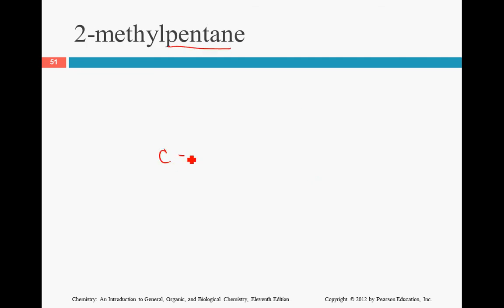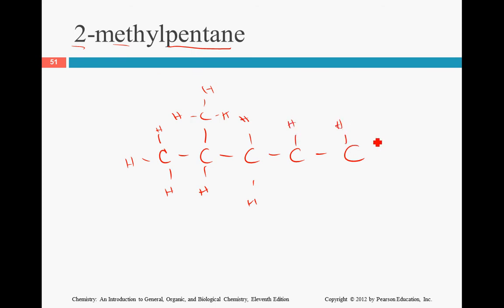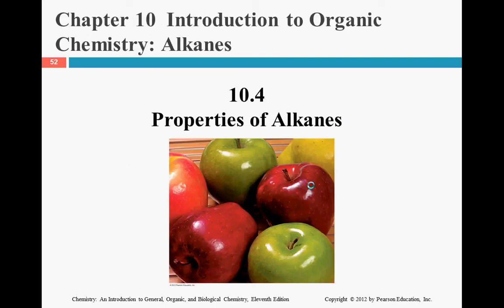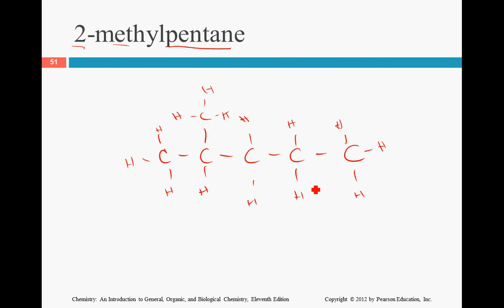Pentane, so that means we have 5 carbons because pent means 5. 2-methyl. On the second carbon, there's a methyl group. And then all the rest of them are hydrogens. Okay, and that is all for naming alkanes. This takes a lot of practice, so make sure you're doing the practice problems at the end of each section.